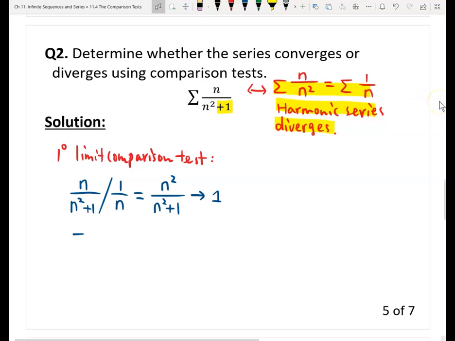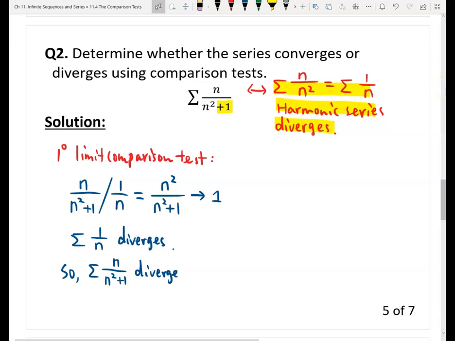Now we can use it, because the comparable series diverges, and our series is at the same level as this divergent series, which means our series diverges too by the limit comparison test. So n over n squared plus 1 diverges. Does this make sense? That's all we get from the limit comparison test. Super easy.